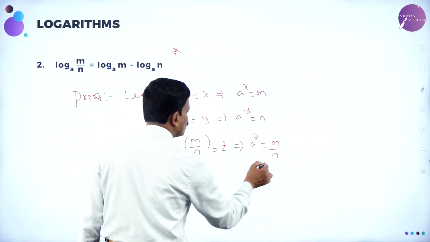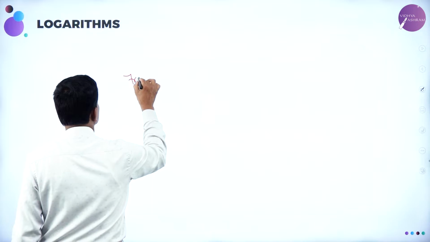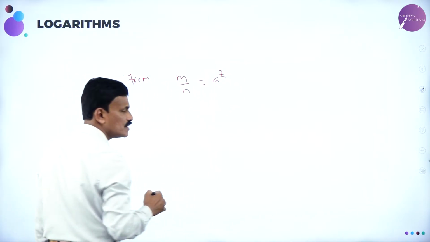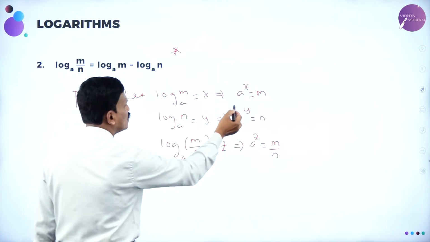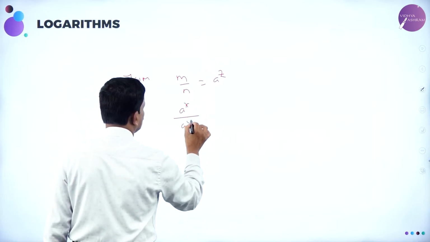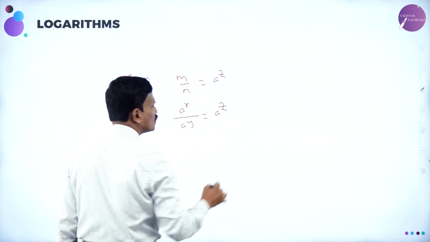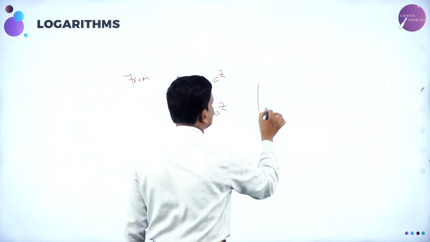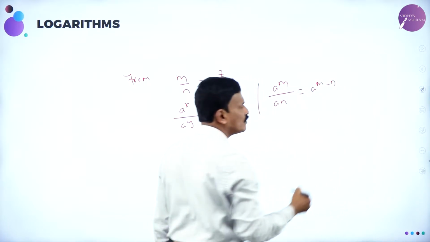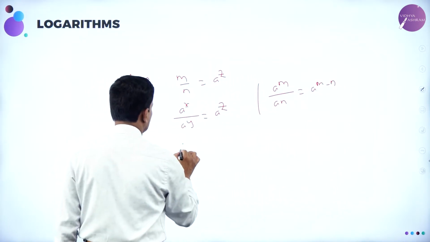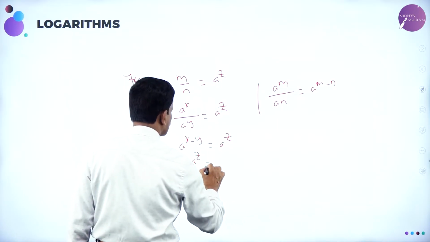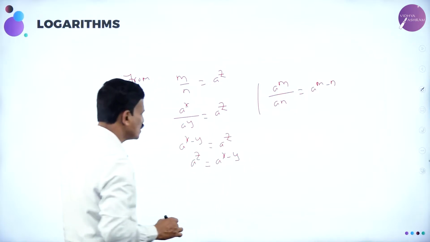Now let us consider from this. m by n is equal to a to the power of z. Substitute the values of m and n. What is m? a power x. What is n? a power y. So a to the power of x divided by a to the power of y is equal to a to the power of z. Since you know, according to the law of indices, a to the power of m by a to the power of n is equal to a to the power of m minus n. So this is nothing but a to the power of x minus y is equal to a power z. So a power z is equal to a to the power of x minus y.